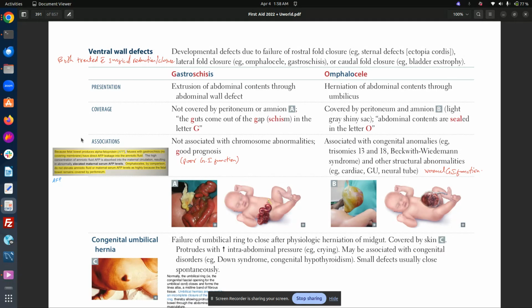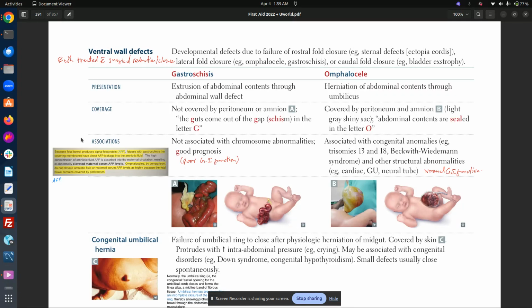There are two main ventral body wall defects. The first is gastroschisis and the second is omphalocele. First, we will talk about gastroschisis. What is gastroschisis? What is the pathophysiology of gastroschisis? It is a full thickness abdominal wall defect. In this condition, there is an extrusion of abdominal contents through the abdominal wall defect. There is an evisceration of abdominal contents through the abdominal wall defect.